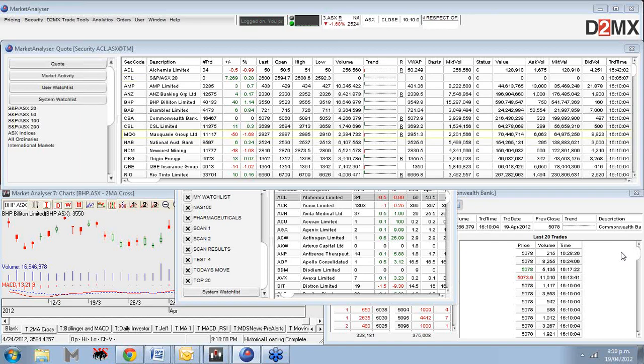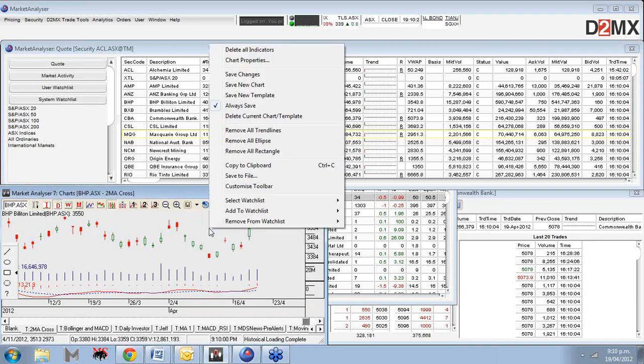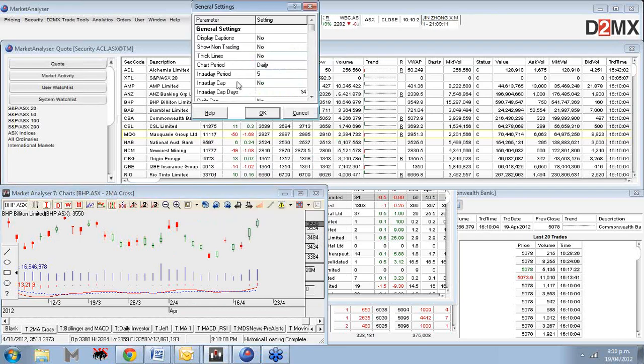The history of this charts, Elizabeth, how far back do they go? The history in the chart goes back to 2004 for the daily charts. With intraday charts, it will go back as far as you set the chart to. So if you come in here and right click and go to chart properties, you have an intraday period down in here which you can adjust, and then there's an intraday cap which you can turn on or off. It says yes, the data will load faster, but it won't last, it will load only the last 14 days.